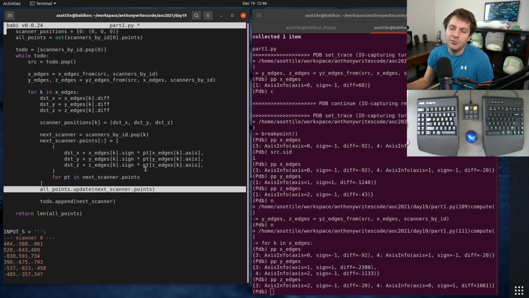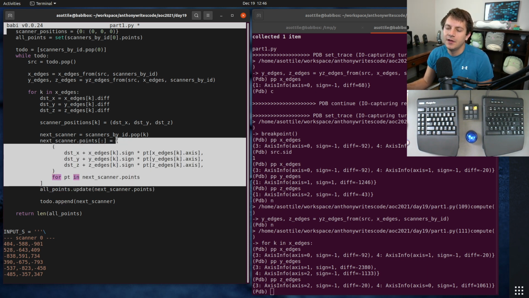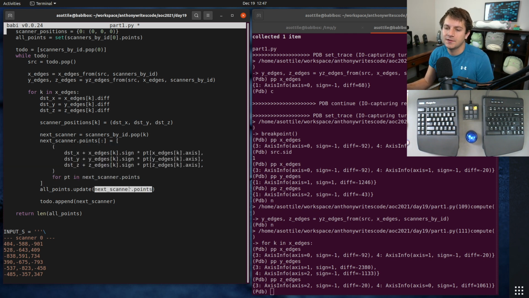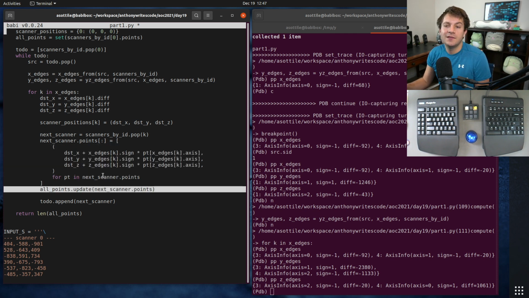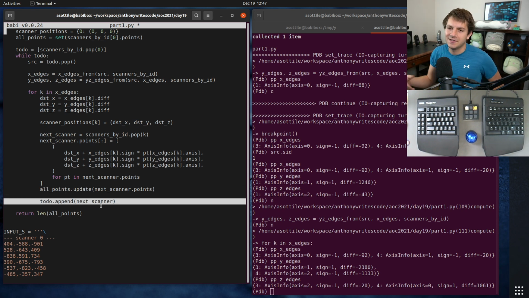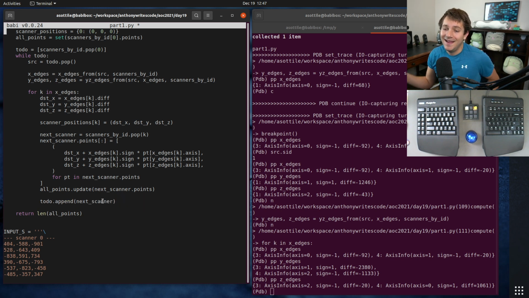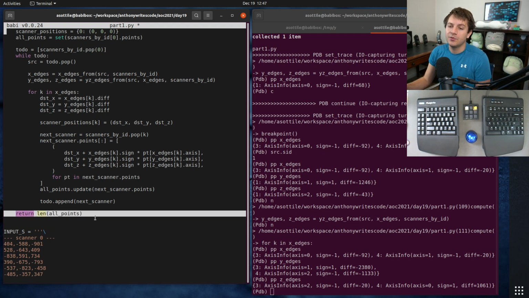I also update my all points because we know these are now normalized to 0, 0, 0, so we can record them all in our all points. And now that we've jumped to this next scanner, we can recurse essentially. Of course, this is the non-recursive, the iterative depth first search, but if you were doing recursion, this would be where the recursion would happen. And that's basically it. So my algorithm comes down to: find the common differences, figure out which edges match to which other edges and what signs, adjust the points, and then stick them into your all points. And so part 1 is just figure out what all the points are.